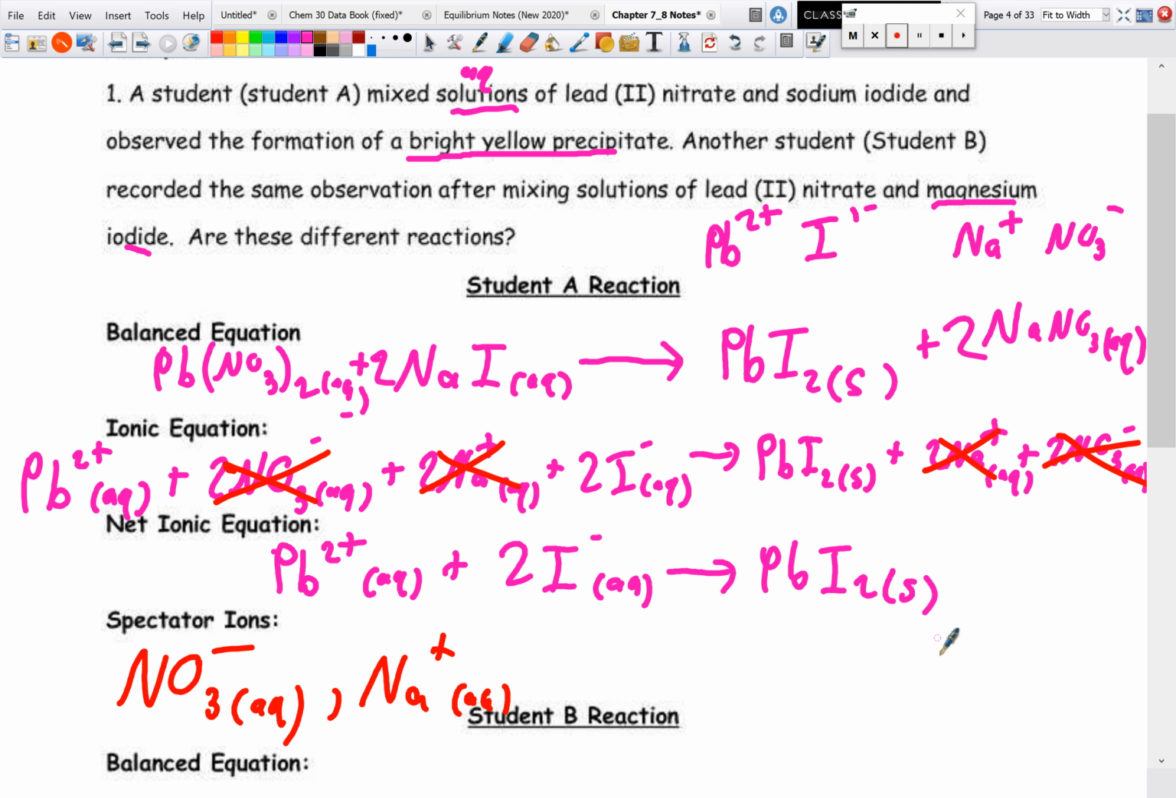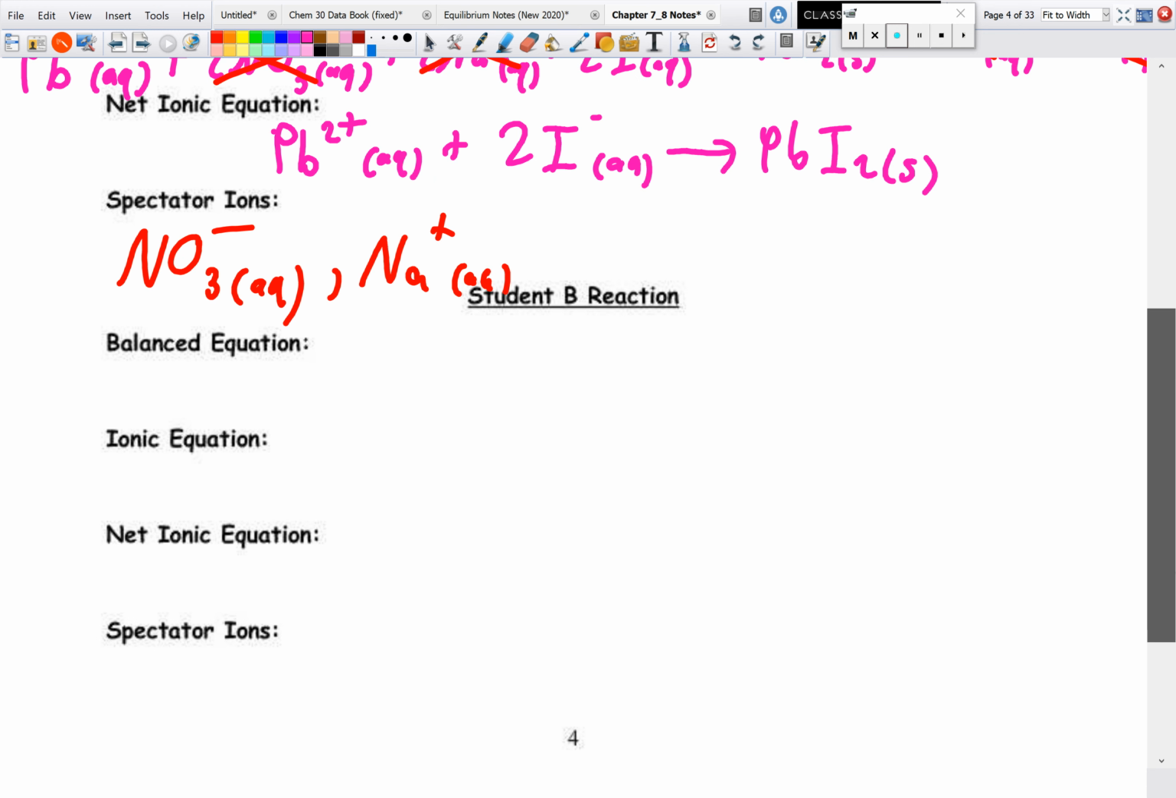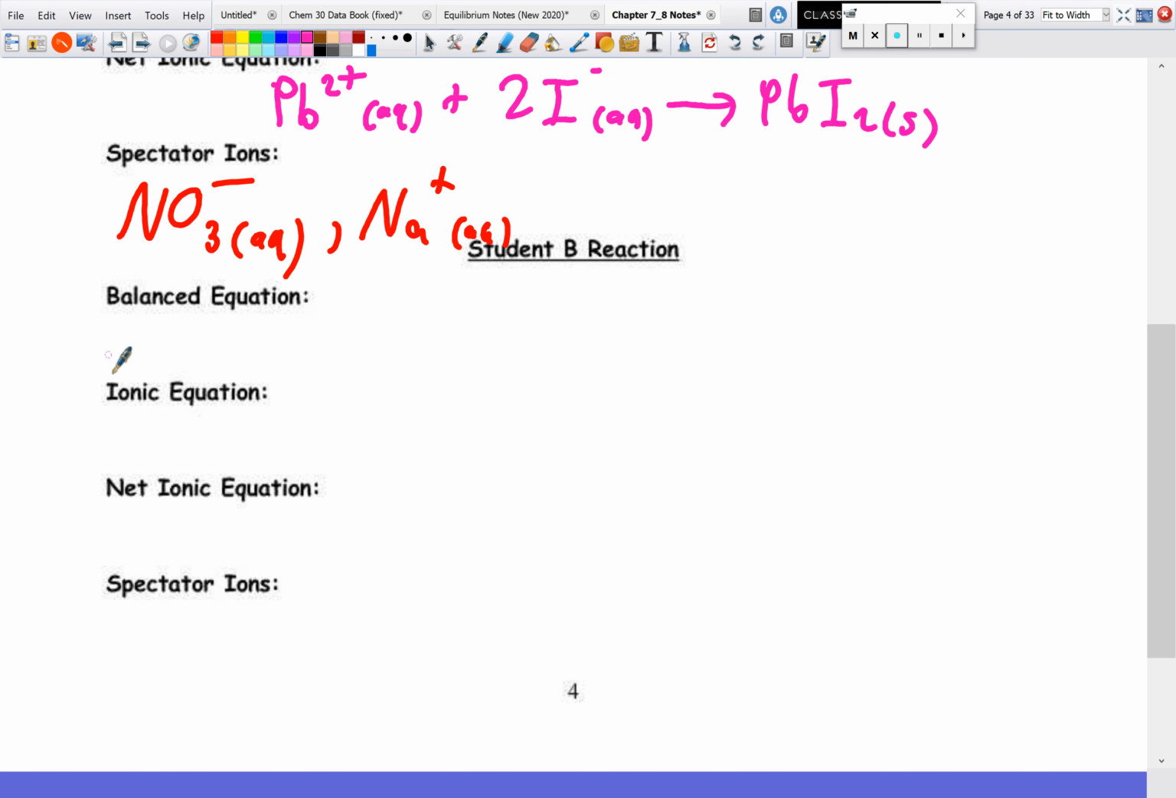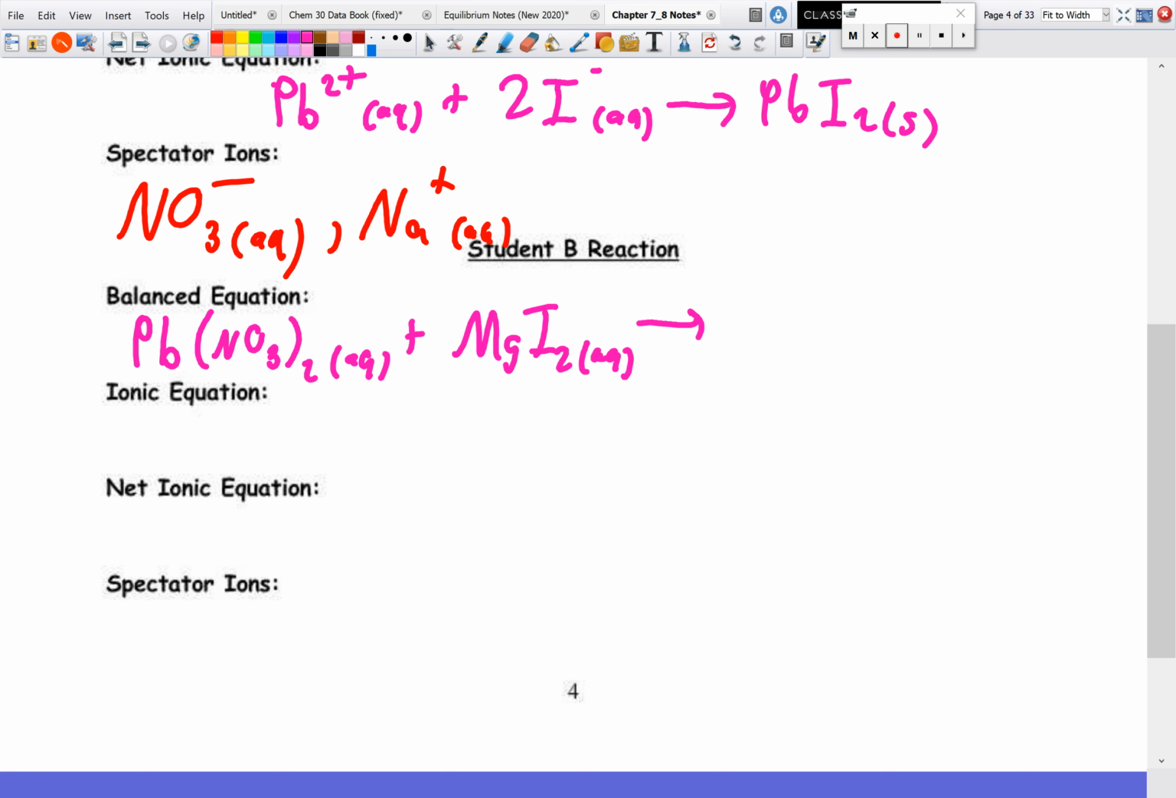So next one, student B, we are going to do the exact same thing and see if these are different reactions or not. The only difference is that this student had lead 2 nitrate mixed with magnesium iodide instead. So our balanced chemical reaction, we have lead 2 nitrate plus magnesium iodide. It's a double replacement reaction.